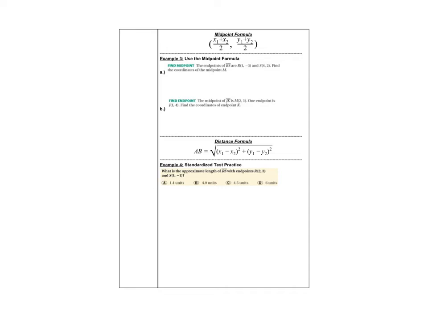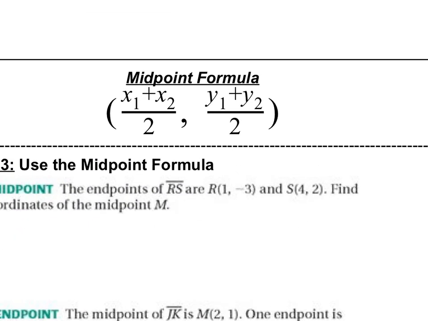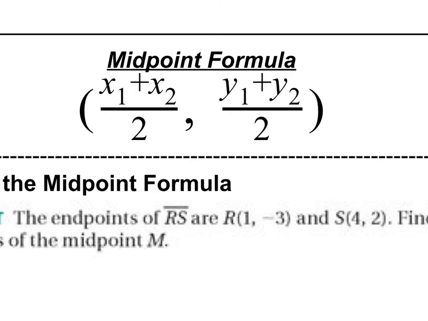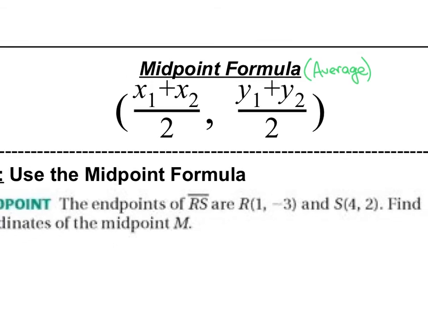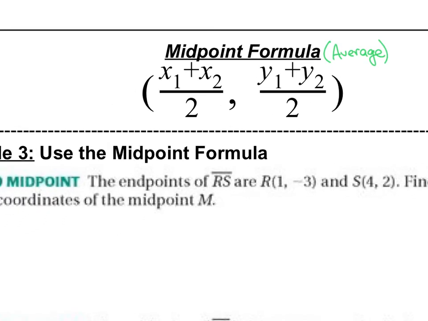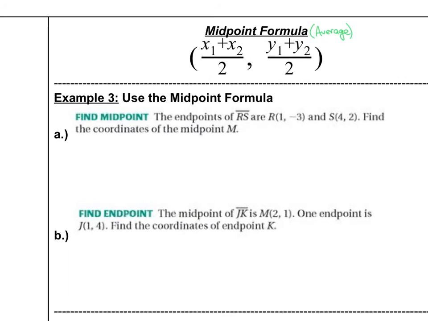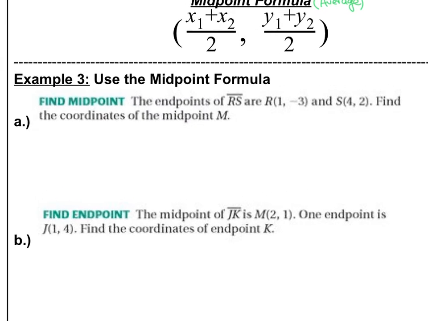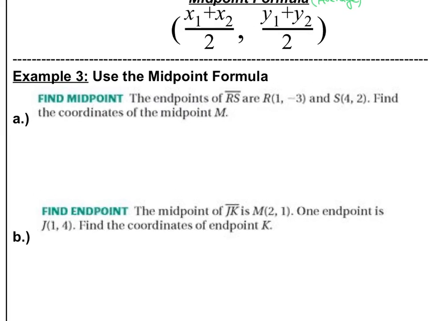Now, let's say we are dealing with an ordered pair. Then we have a midpoint formula, which is pretty much just the same thing as finding the average of the points. And if you think about average, it's when you add the numbers together and divide by how many numbers there are. So if we want to know the midpoint of two coordinates, we simply add their x's together, divide by 2, add their y's together, and divide by 2. So we'll use that here in example number 3.